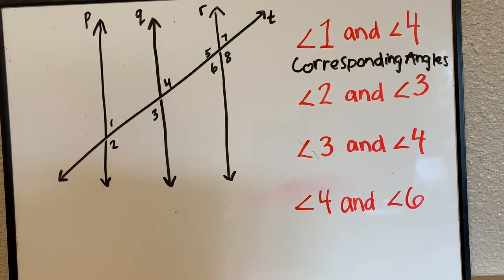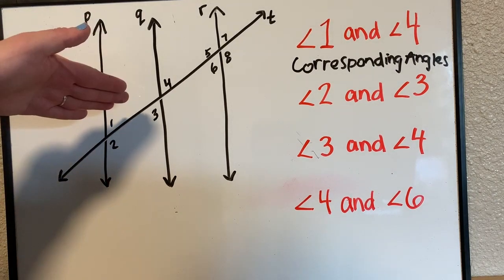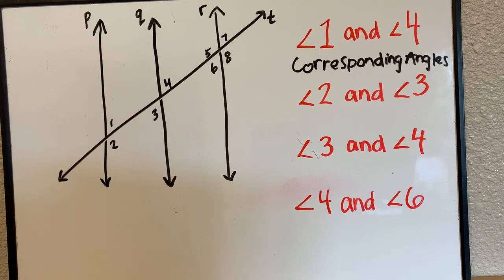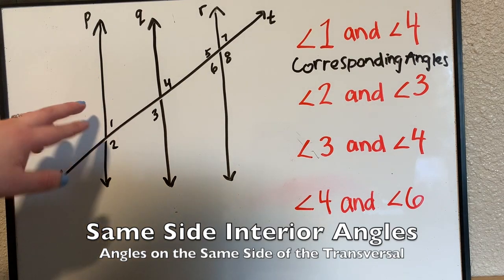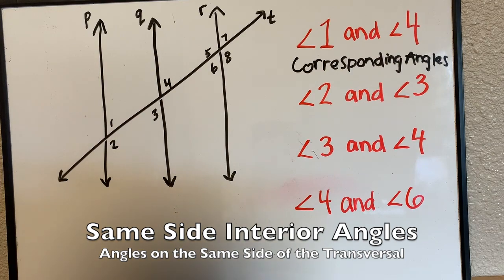The next one is angle 2 and angle 3. We have angle 2 and angle 3 on the same side of the transversal. They are also interior angles.